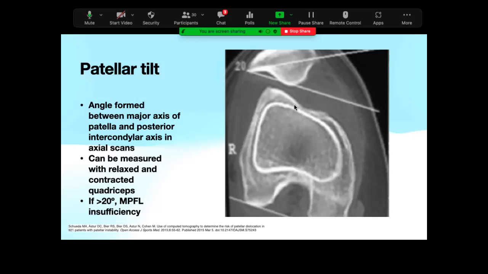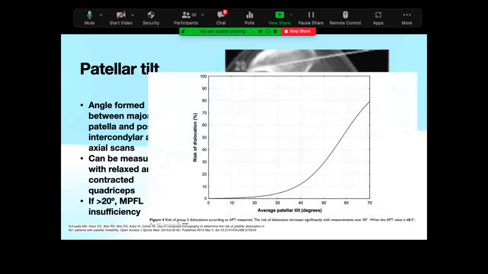If the tilt is more than 20 degrees, it is considered that the medial supporting structures are insufficient, or it can be indirectly used to identify that there is MPFL insufficiency as well. Patellar tilt is also an important predicting factor of the risk of recurrence. With any value more than 20 degrees, the chances of dislocation gradually increase, and if the tilt is about 67-68 degrees, the chance is more than 78 up to 80% dislocation.